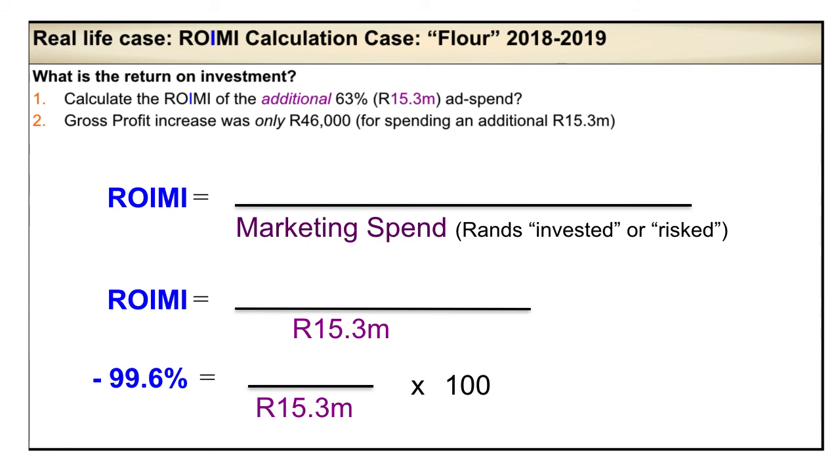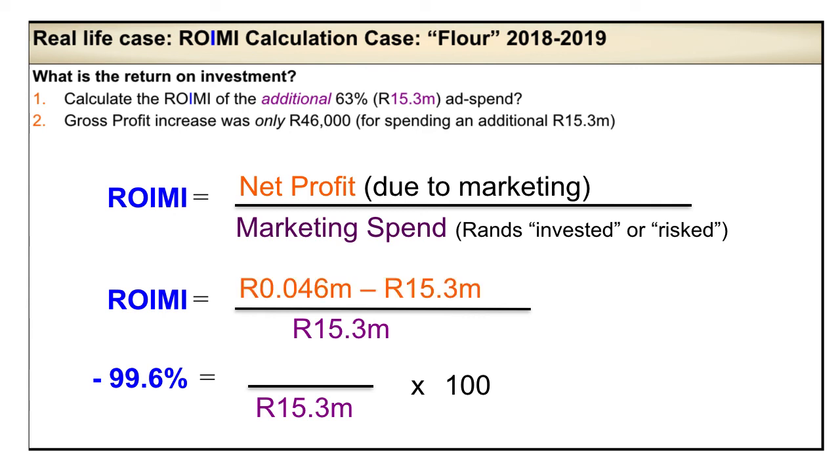So let's calculate what we call the incremental marketing expense on the previous year. Remember, the formula is still, we've got to calculate net profit and divide it by the marketing spend. Here she did 46,000 Rand, which is 0.046 million. Subtract the 15.3 million, and the net profit on the top line here is minus 15.254 million. Divided by 15.3 million is minus 99.6%. Complete waste of that budget.